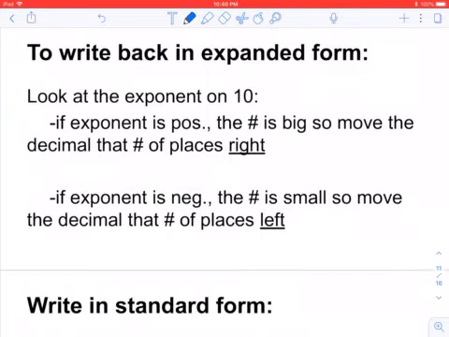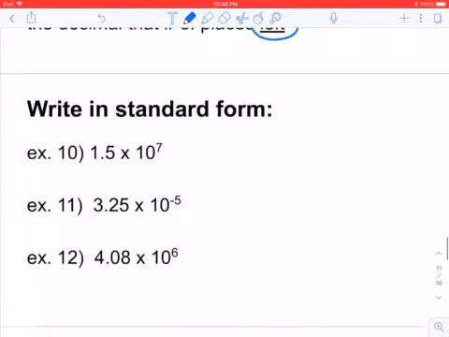Okay, how about changing it back? If we want to change it back into expanded form, we want to look at the exponent on 10. If it's a positive number, we know it's going to be big, so we're going to move that number of places to the right. If the exponent is negative, the number is small, and so we're going to move that number of places to the left. Let me show you what I mean.